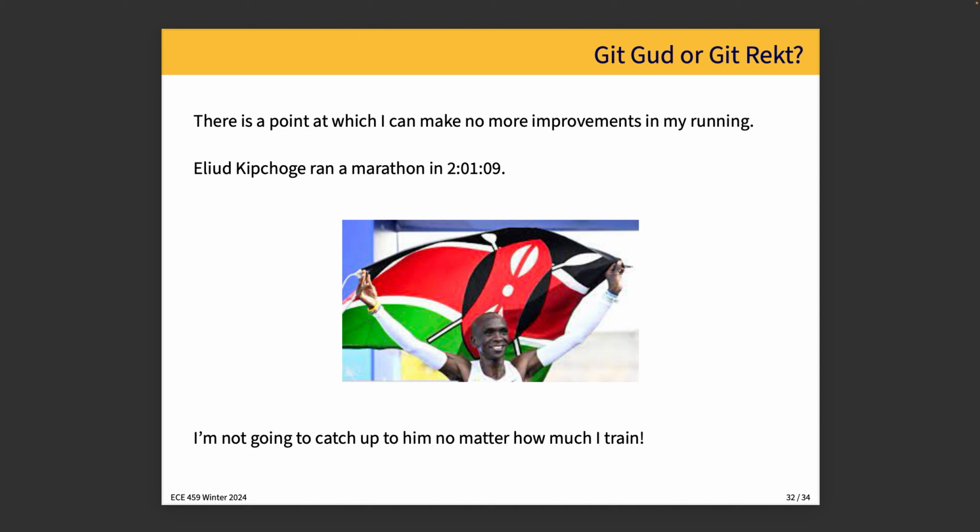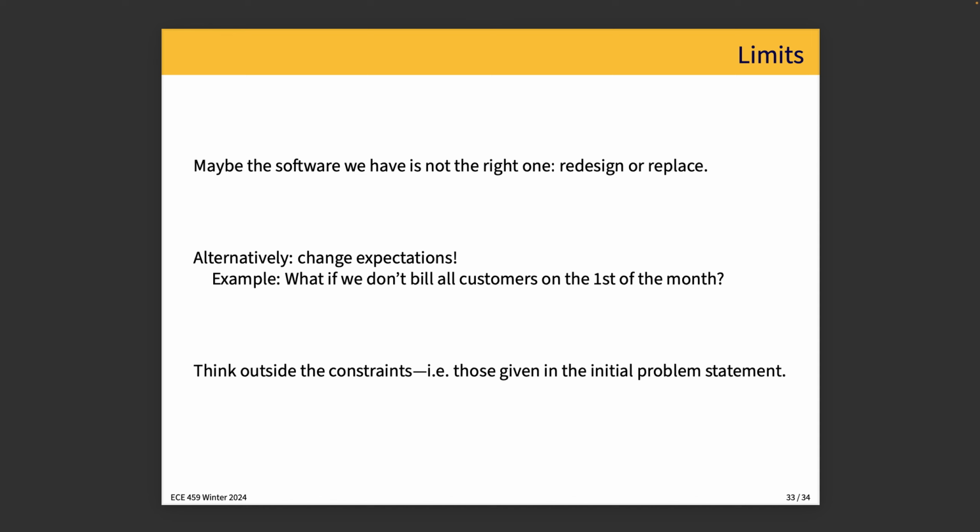As much as we might like to think we can always redo the thing, we can always retry, make some changes, rerun the scenario, we might not ever get it to this level. And that's okay, right? That's not the end of the world. Maybe the software we have is not the right one, so that might mean we need to redesign or replace it. That can happen. Another idea is to change expectations, right?